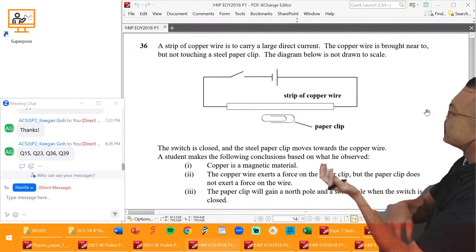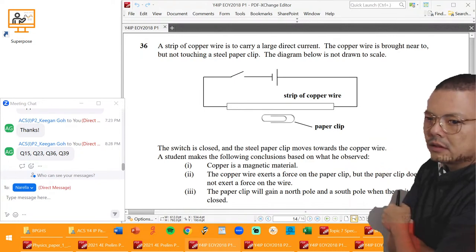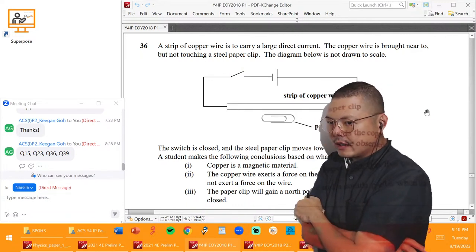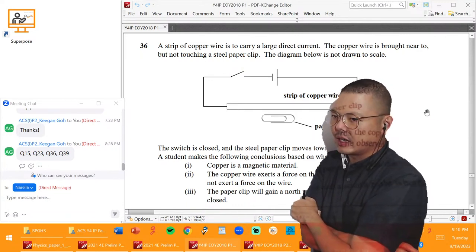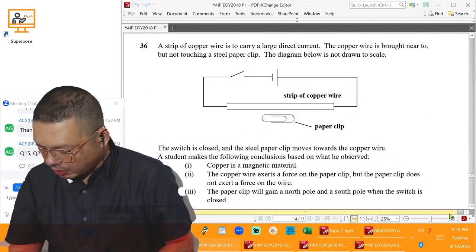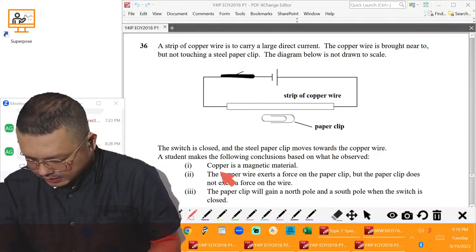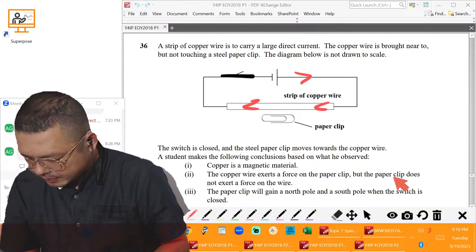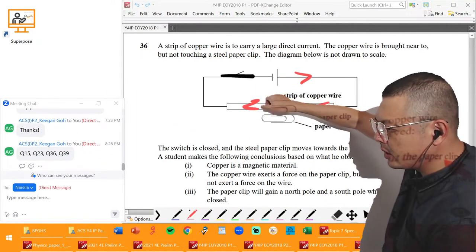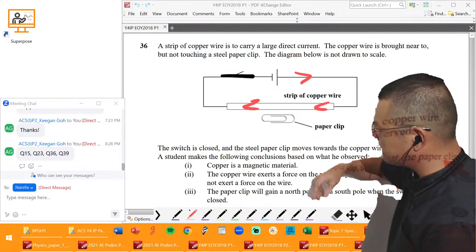Wait, let me think first. Yeah, it will. Okay? But you know what? This is very hard to visualize. Let me show you why. If I were to close this switch, the current flows this way. You use your right-hand grip rule. The magnetic field actually is circular. It goes into the page on top and out of the page at the bottom.